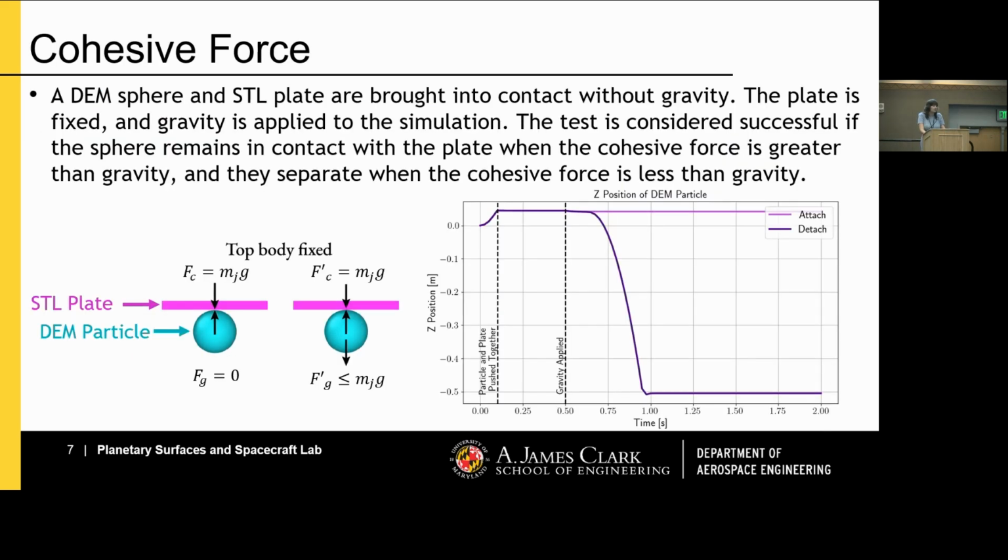For our cohesive force test, we had a stationary mesh plate and then a DEM particle. We start the simulation off with no gravity, and the DEM particle is stuck to the plate with some given cohesive force. Then we switch on gravity in our simulation, and we know that our test is a success when the particle detaches from the plate if the cohesive force is less than gravity, and the particle remains attached to the plate when the cohesive force is greater than gravity.